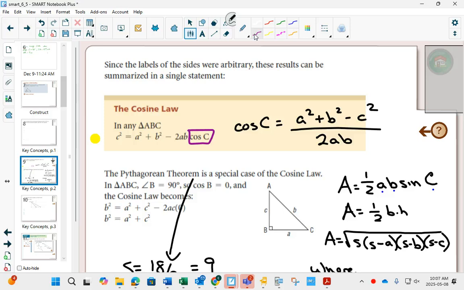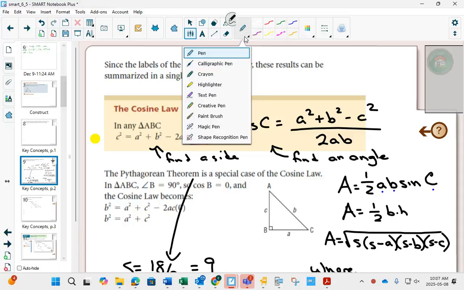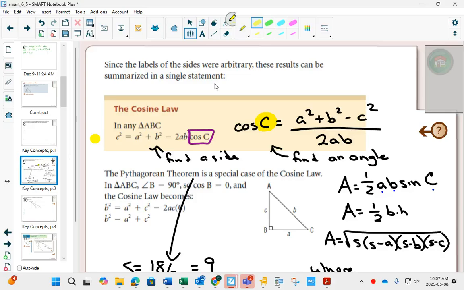So the cosine law has two formulas. We generally use this one. We use this version to find a side, and we use this version to find an angle. Because the angle is already by itself, the side is already by itself. And again, the letters are not going to matter. The key thing is if this is the angle that you're using, its opposite side is the one that's getting subtracted. Very important.